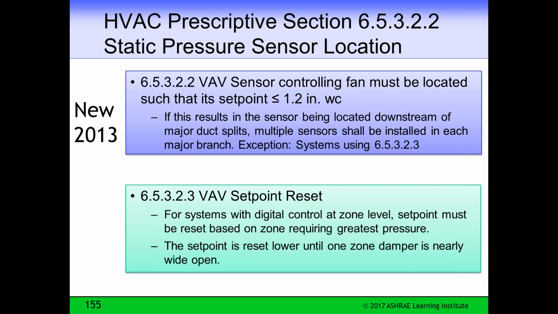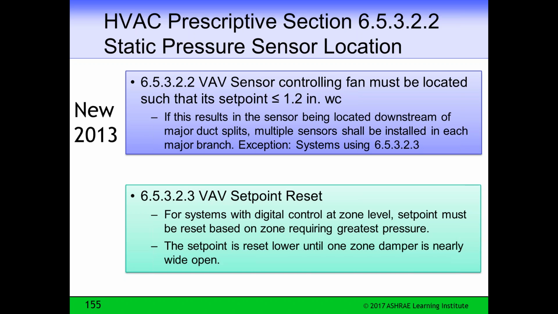Exception system using 6.5.3.2.3. So here's 6.5.3.2.3, VAV set point reset. For systems with digital control at zone level, set point must be reset based on the zone requiring the greatest pressure. The set point is reset lower until one zone damper is nearly wide open. So what that means is that we're going to slow that fan down until one VAV box becomes 100% open. When it becomes 100% open, then we'll stop slowing the fan speed down and we'll start speeding it back up.